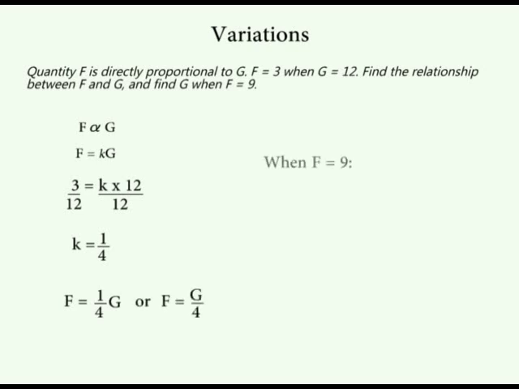So if F was 9, what will be G? 9 is equal to G over 4, and therefore G is equal to 36 if you did the cross multiplication.